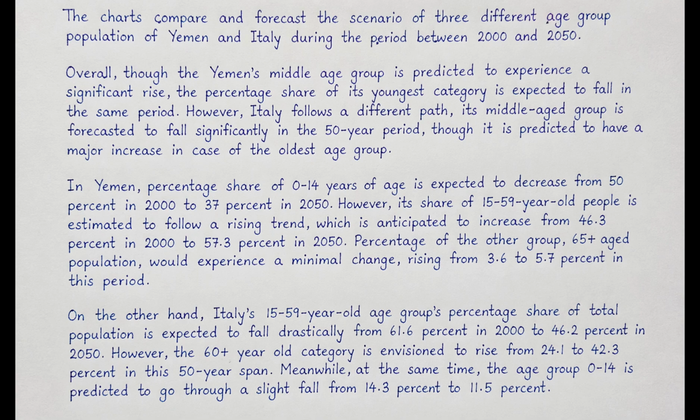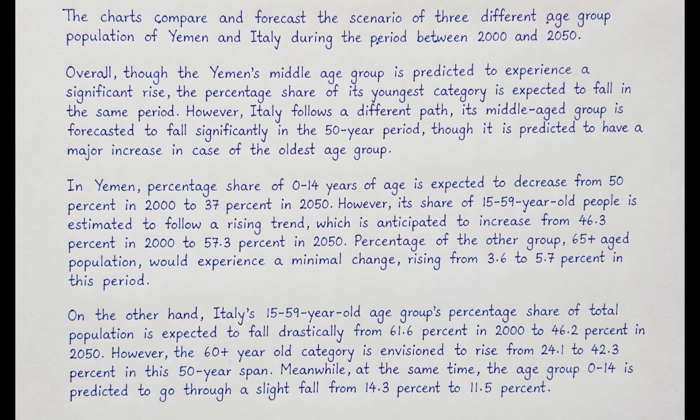In Yemen, the percentage of children aged 0 to 14 is predicted to decrease from 50% in 2000 to 37% in 2050. This means fewer young people will make up the total population in the future. At the same time, the 15 to 59 age group is expected to grow from 46.3% to 57.3%. This shows a strong increase in the working age population.